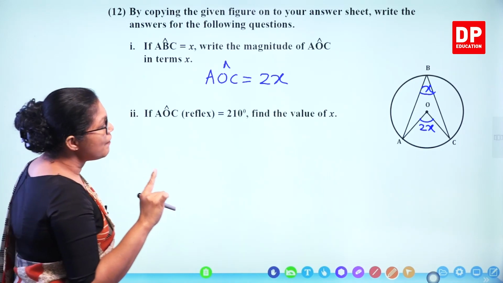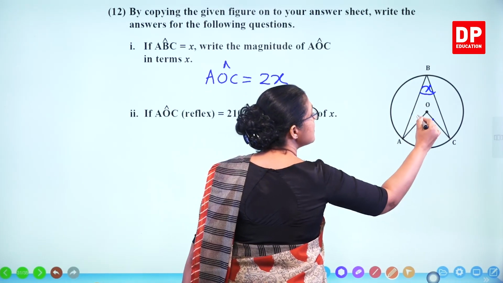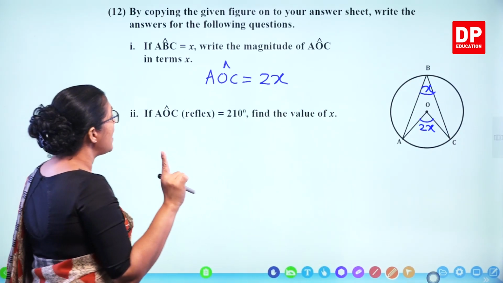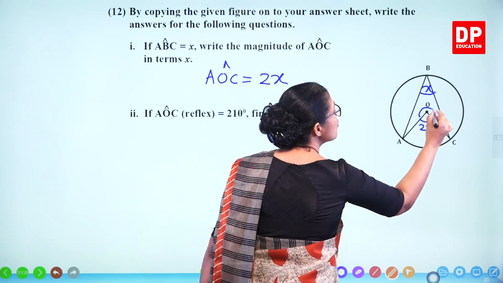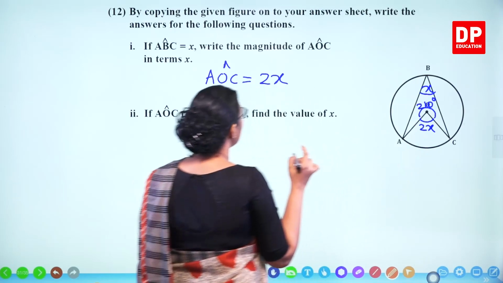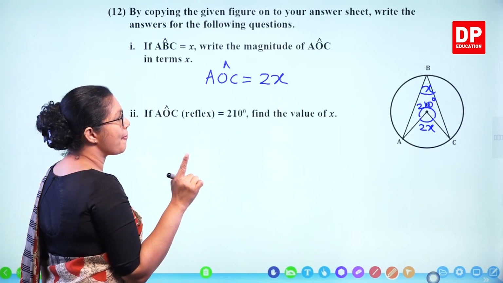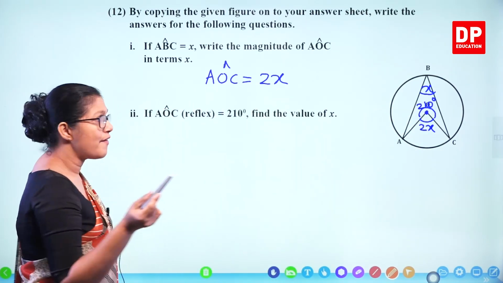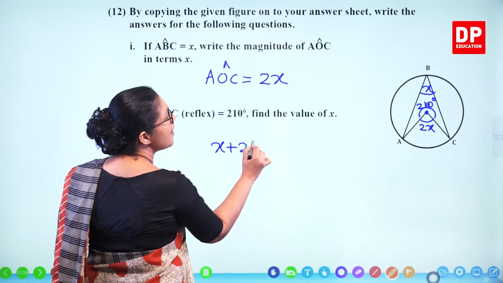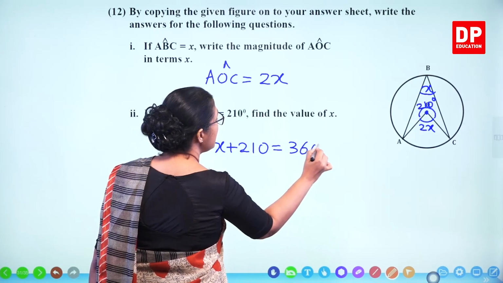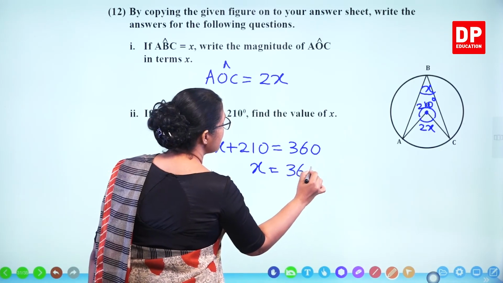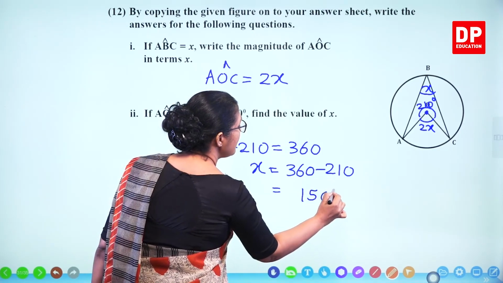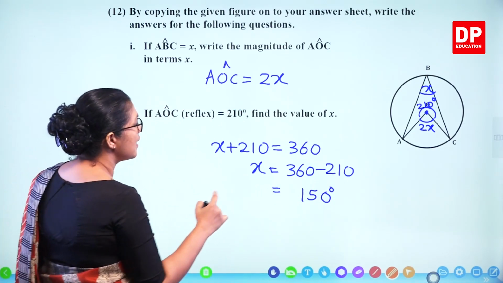If AOC reflex angle, this is AOC normal angle, the other side we call reflex angle. That's 210. Find the value of X. We know that the sum of angles around the point is 360. So, X plus 210 is 360. So, what's X? 360 minus 210, 150 here.